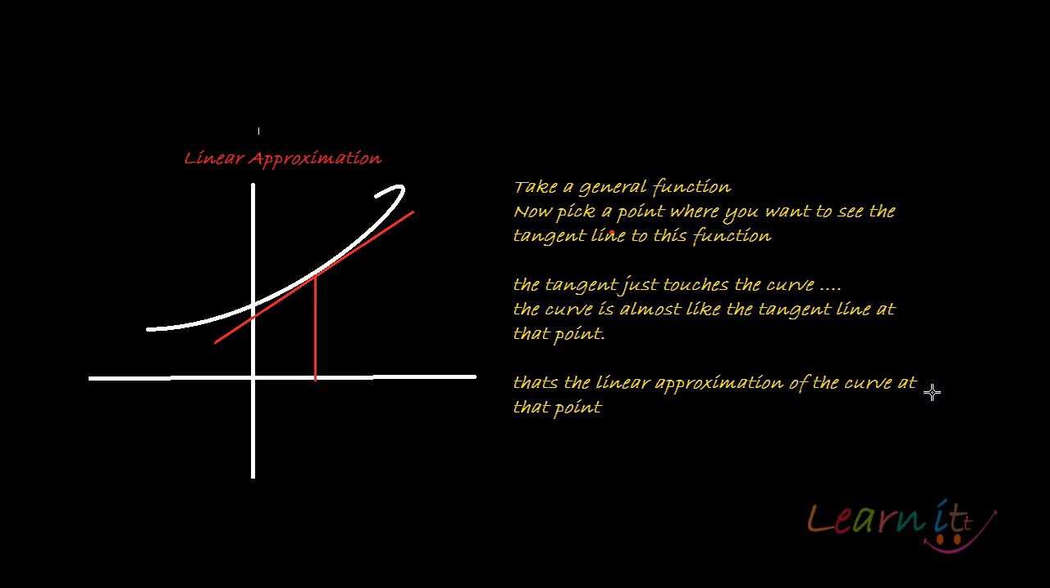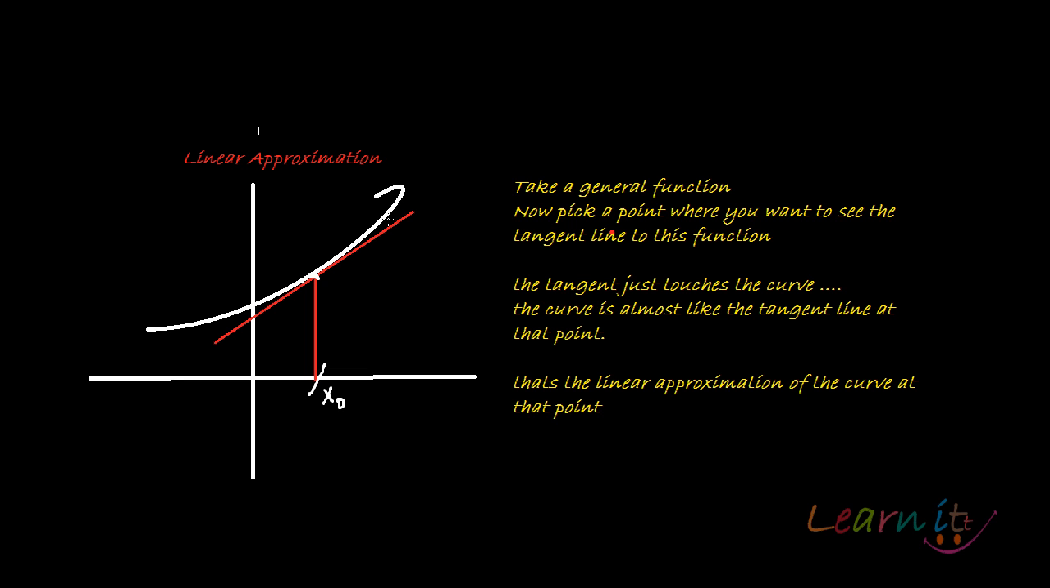So just take a very general function, as I have just shown you on the graph. Now pick any point, some x naught, out here. At this point, this is a tangent line. The slope of this tangent line will be the derivative at this point.